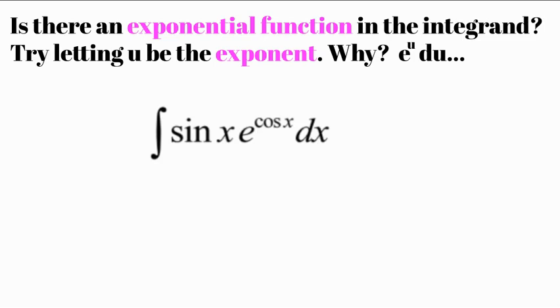I see that exponential function, that e to the cosine x. Try letting u be the exponent. Try letting u be cosine. What's its derivative? Negative sine x dx, a multiple of the rest of the integrand. So I could write this as negative e to the u du and integrate accordingly.